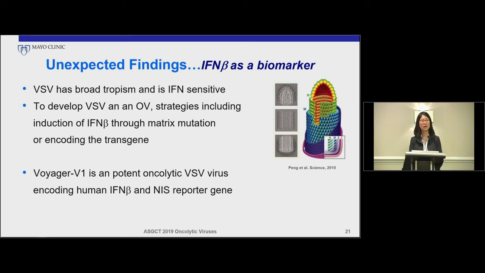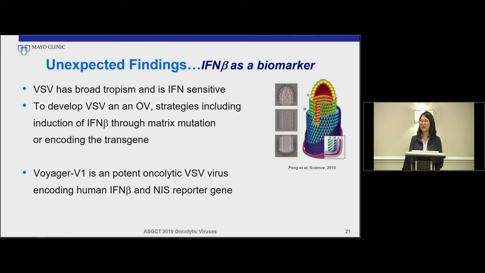But we also have another virus that we have been using and developing as a phase 1 clinical trial drug product, and that is the VSV interferon NIS that some of our abstracts were presented earlier this morning, where the unexpected finding that beta interferon, human interferon beta may be useful as a biomarker of virus replication. As you know, vesicular stomatitis virus has broad tropism, is used to pseudotype VSV lentivectors. The virus itself is highly interferon sensitive.